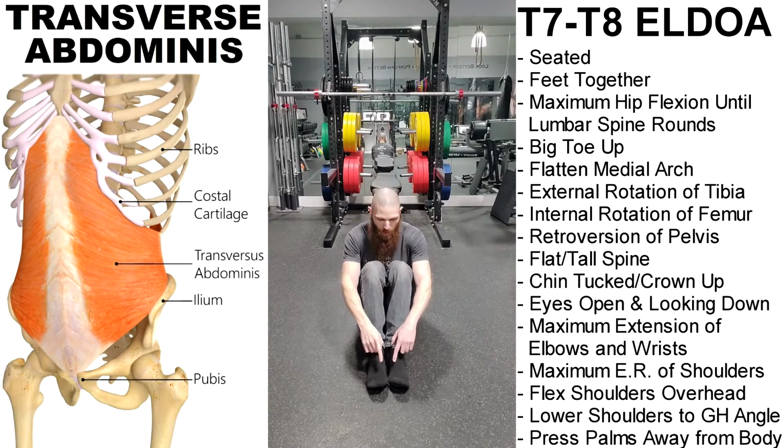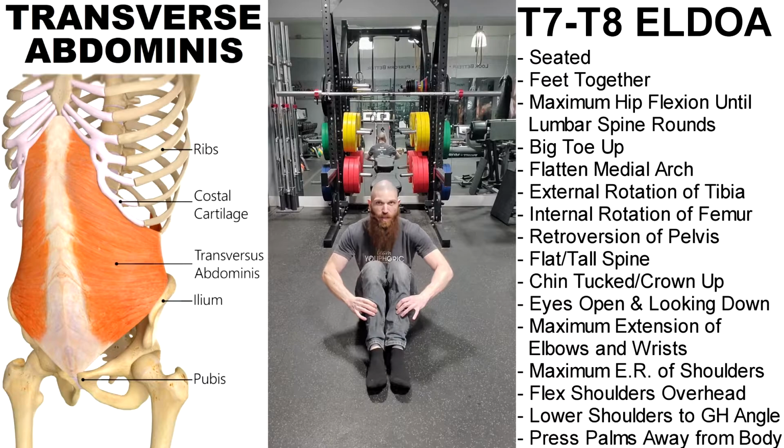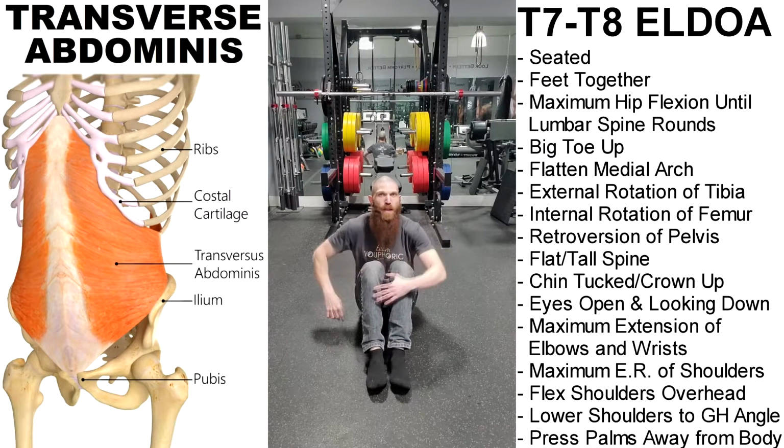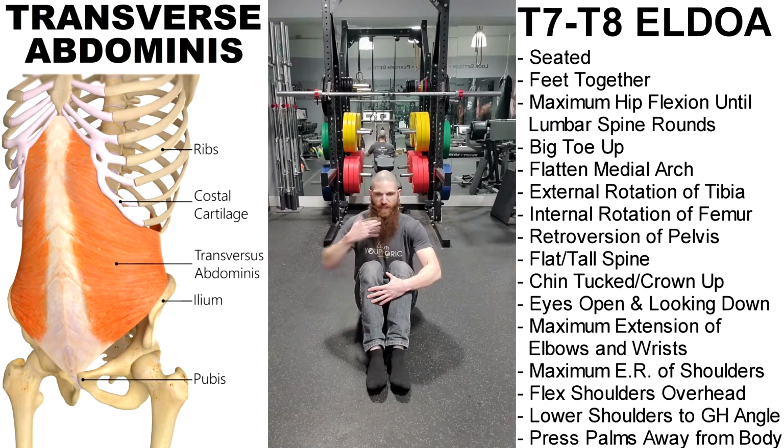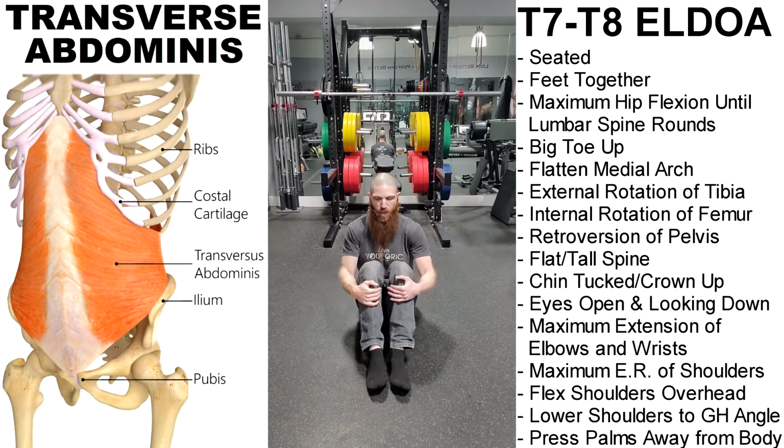We're going to do that by raising the big toe up, flattening the medial arch, going to lateral rotation of tibia, medial rotation of femur, retroversion of pelvis, flat lumbar, flat thoracic, chin tucked in, crown of the head up, eyes looking down at the floor to put the dermatomyofascial tension on.